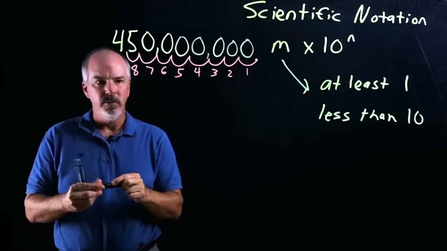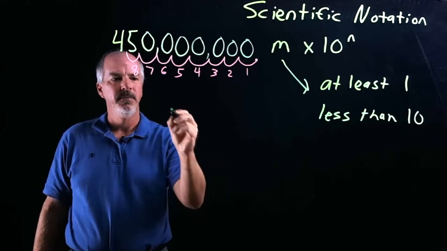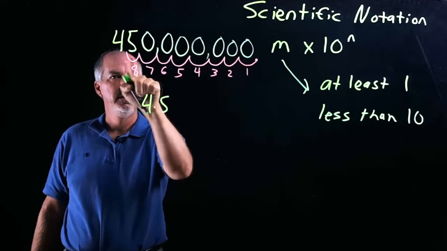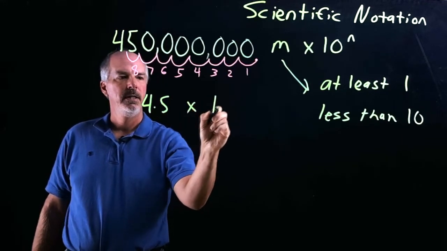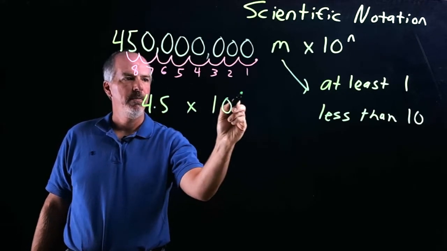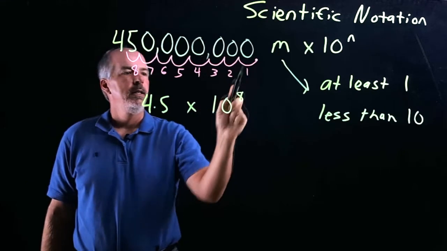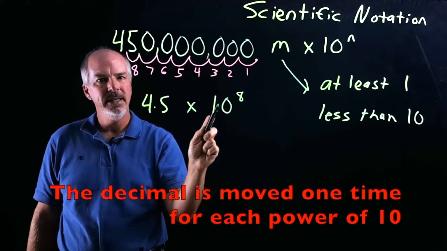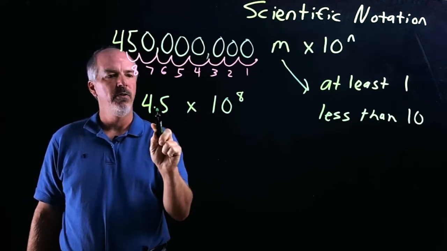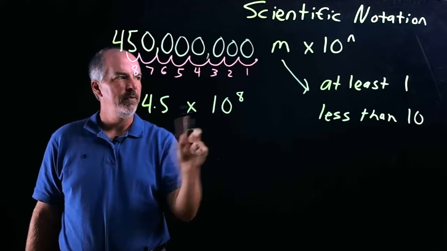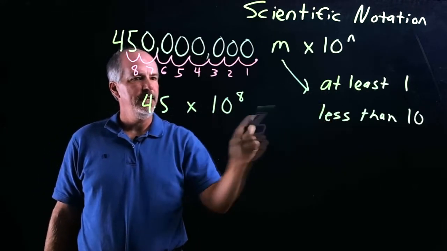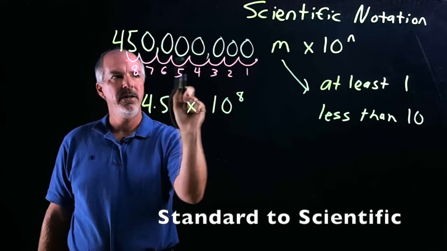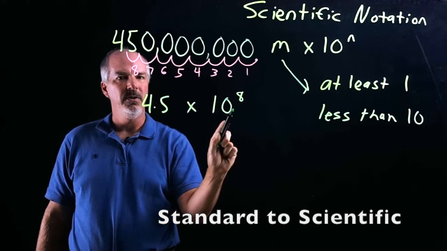Okay, so when we write this number in scientific notation, we'll write it as 4.5, because the decimal has moved from here to here, times 10 to the 8th power. Okay, 10 to the 8th power is because we moved it 8 times. When you multiply by 10, each time you multiply by 10, you move the decimal one place. So 4.5 times 10 to the 8th power. 4.5 is at least 1. 4.5 is less than 10. That's our first factor. Our second factor is a power of 10. So this is how to go from standard notation to scientific notation.